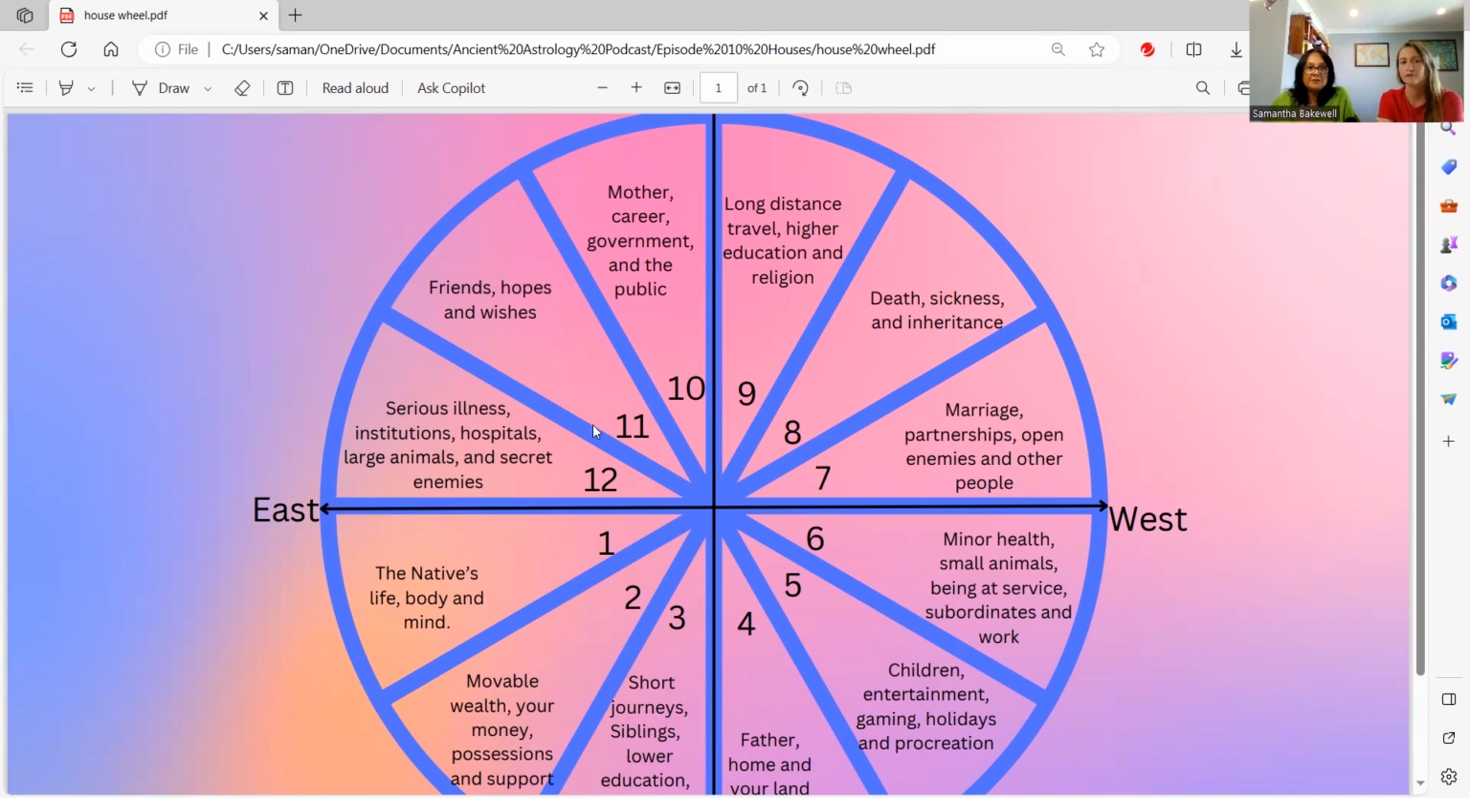Okay, the 12th house is serious illness, institutions, hospitals, large animals, secret enemies. So, serious illnesses. I've heard lots of different things from different astrologers, but this is what I've used, and I've found that it works. So that can be something longer, lingering, something that you might even be born with. It really depends on your natal chart.